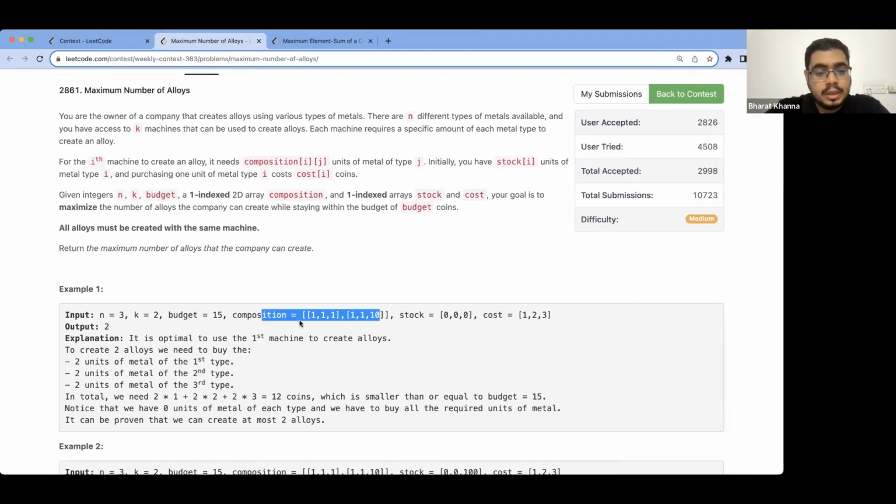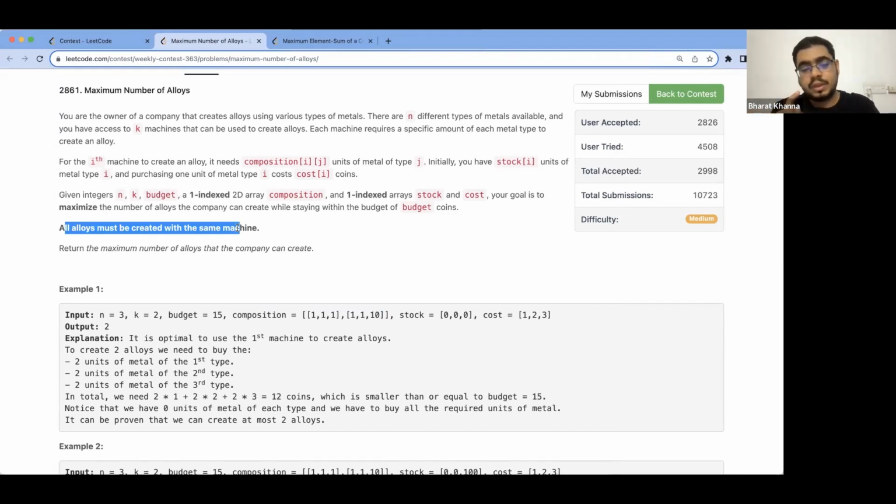Okay. Great. So what we want to do is make a lot of alloys of one particular type. It clearly says that we have to make alloys from a single machine. So we are not allowed to create some alloys of the first type and some alloys of the second type. Only of a single type do we want to create a lot of alloys. Does that make sense? This portion? Yes or no? Can I get a quick yes?